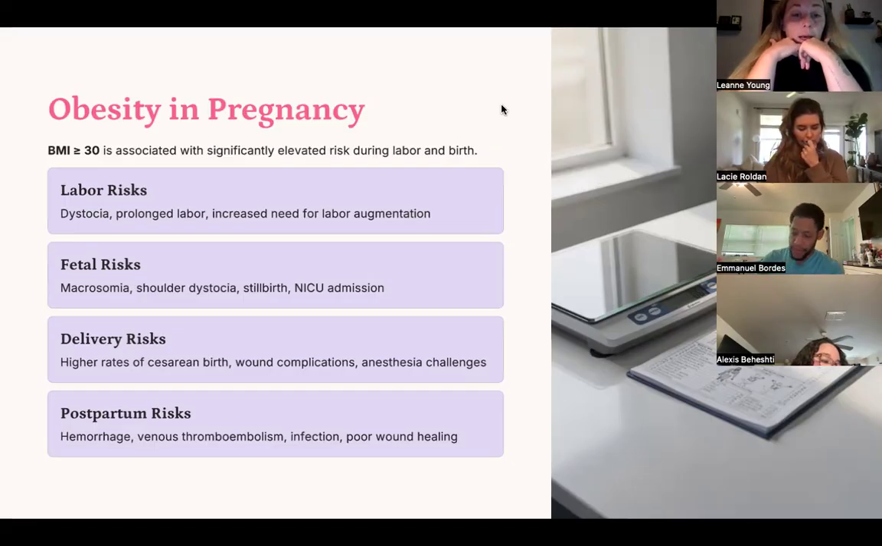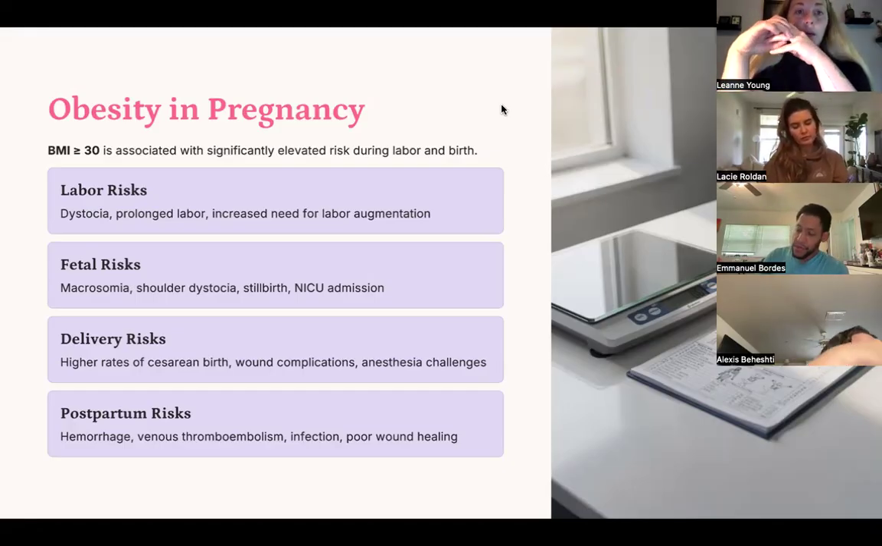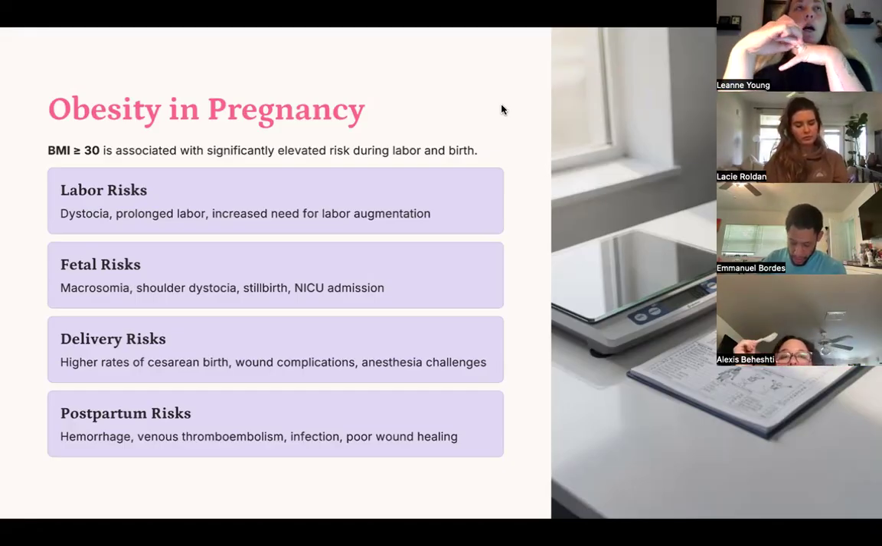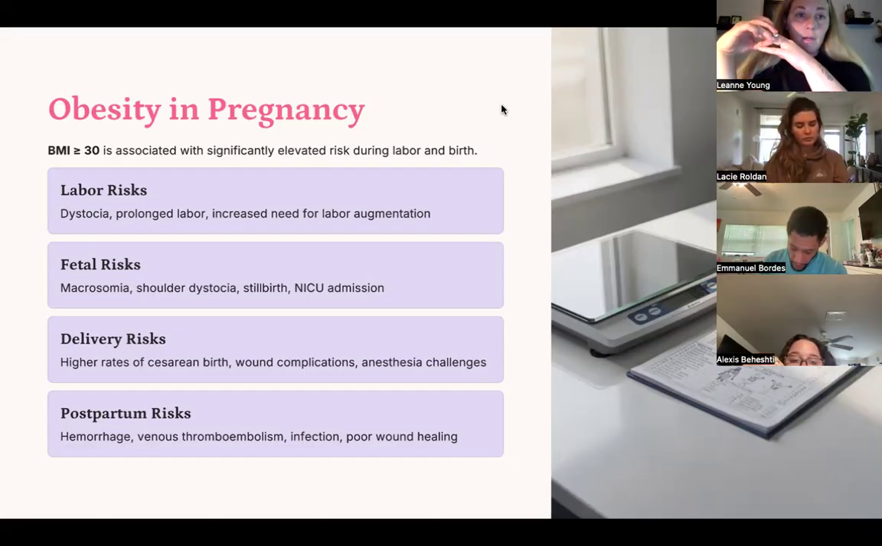NICU admission is higher in these patients because of all the things that we talked about: macrosomia, glucose insufficiency or sensitivity, and respiratory distress, because they're in a metabolic state. All of that can increase NICU admission. For delivery risk, they have a higher rate of cesarean birth, and that's usually because of labor dystocia.